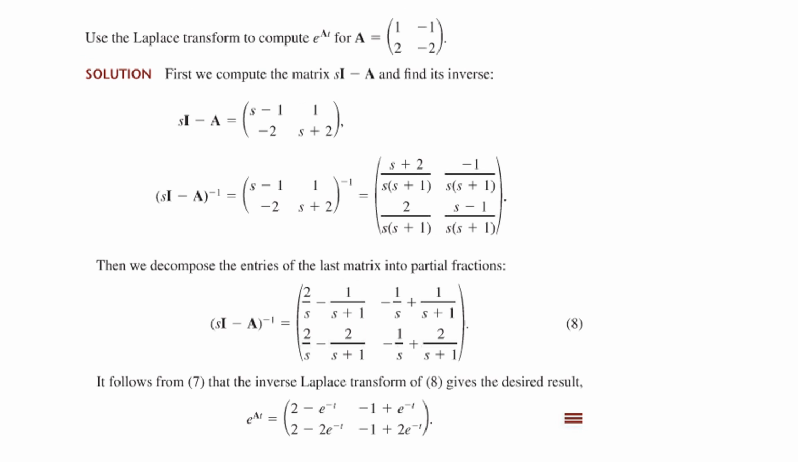Okay, so first thing we need to do is compute this sI minus A. That's what we get when we calculate that. And we have to invert that matrix, and when there's a calculation involved, when we invert the matrix, we will get this, and we'll do partial fractions on each of those entries, and then we will invert these using the inverse Laplace transforms, and that is our result.